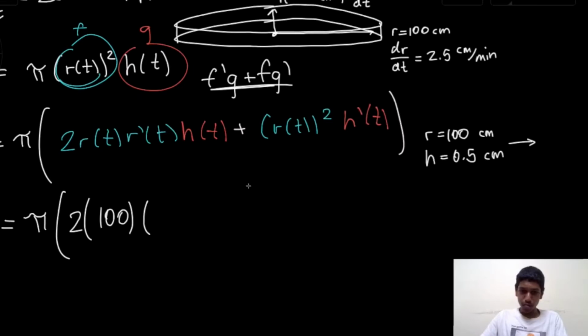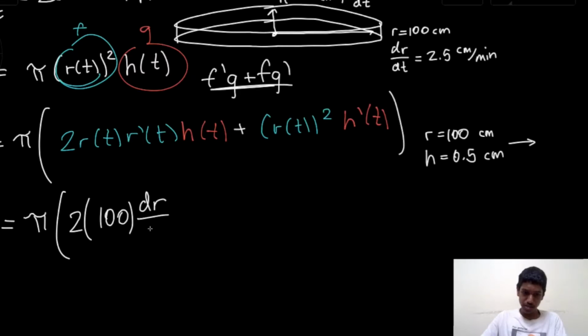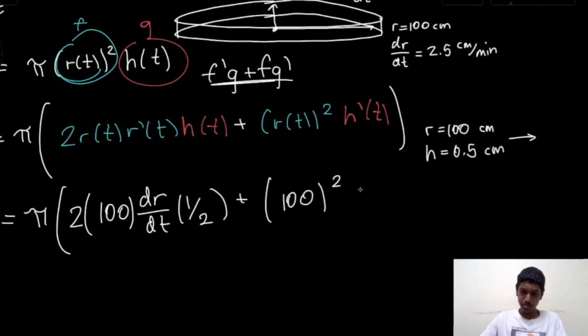So we get r prime. r prime is what we're going to figure out, so we can just abbreviate that as r prime. And then you have h. Well, I'll write this r as dr/dt, just so it's clear. And then the h is going to be 0.5, so I'll write 1/2. And then we're going to add r, which is again 100 squared. H prime is going to be right here, so dh/dt.